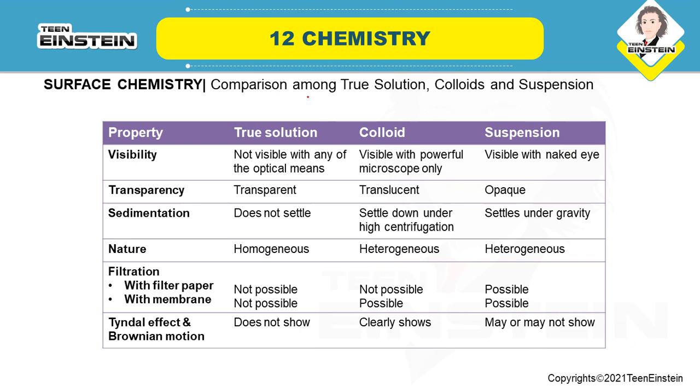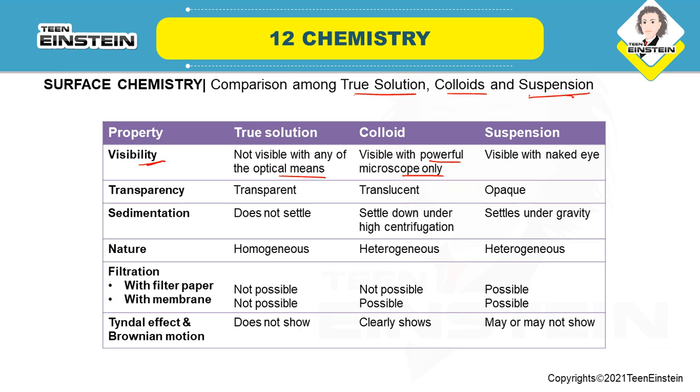Now we will compare true solution, colloids and suspension with respect to some properties. Visibility. As I have said, a solution is transparent, but here we are talking about the visibility of particles present in the solution. It is not visible with any optical means. With the naked eye, obviously you cannot see the particles. It seems like a simple transparent solution. This is for true solution, but for colloid, it is visible with a powerful microscope only. If you take a normal microscope, you will not see it, but if you take an ultra microscope, you will be able to see the particles.